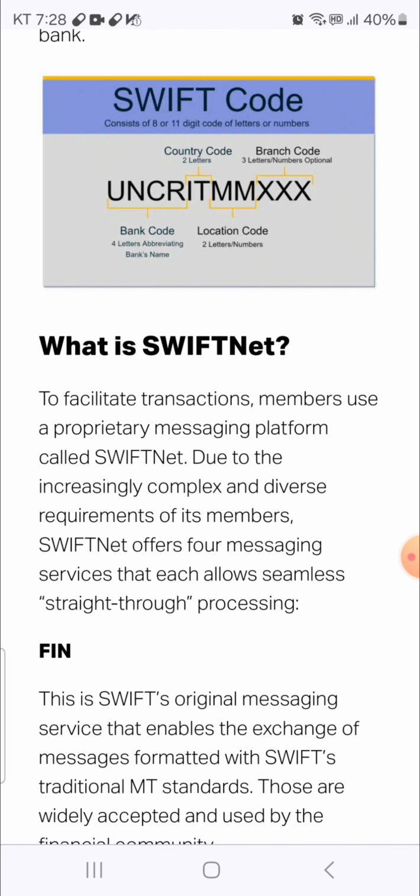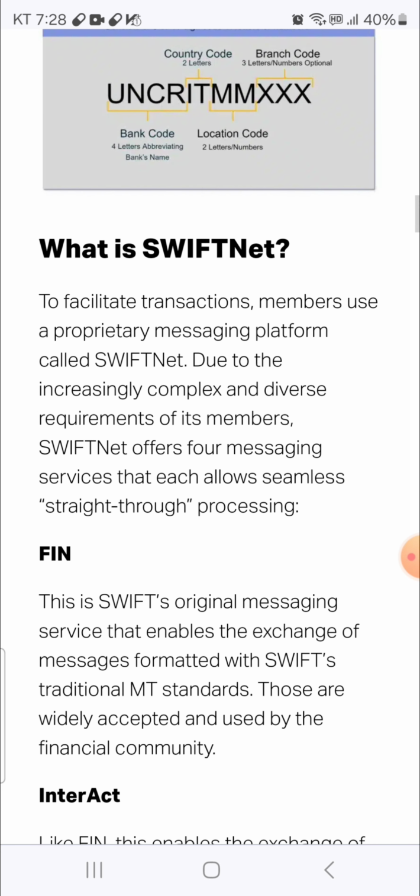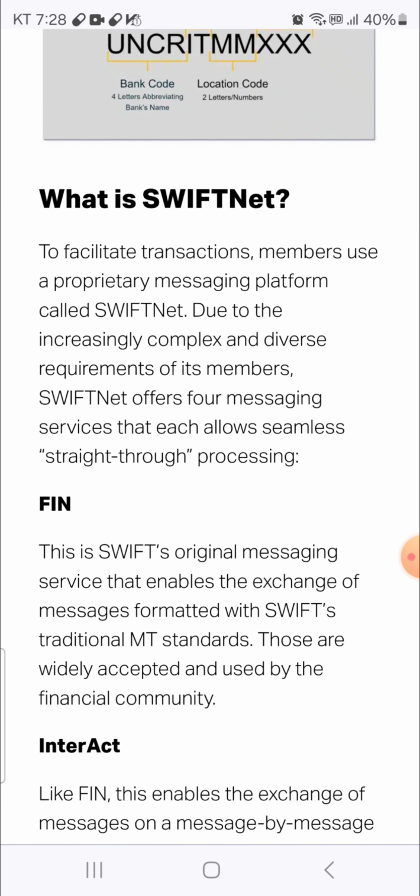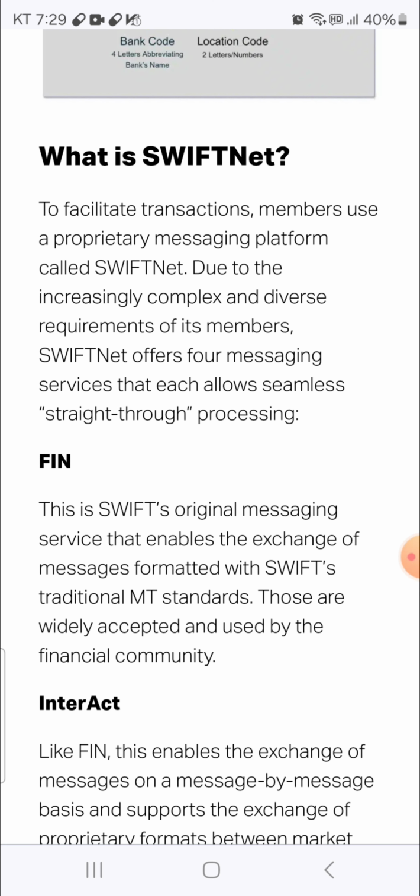What is SWIFTNet? To facilitate the transactions, members use a proprietary messaging platform called SWIFTNet. Due to the increasingly complex and diverse requirements of its members, SWIFTNet offers four messaging services that each allow seamless straight-through processing. Yeah, it's been a long while since I encountered "seamless," right? Seamless, problemless, troubleless, without trouble.